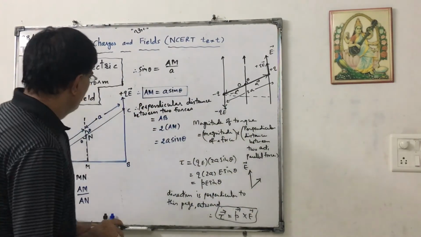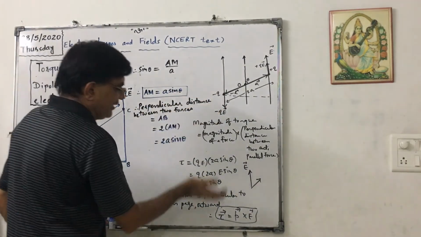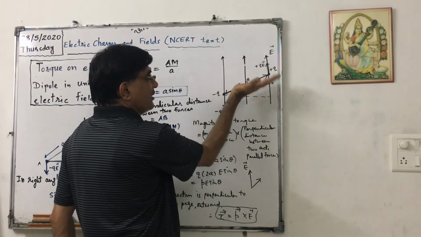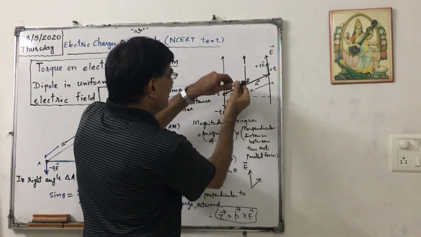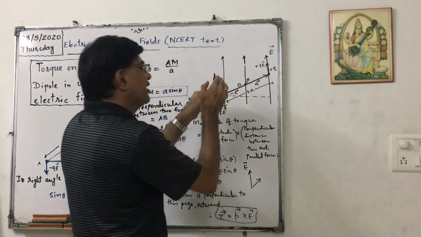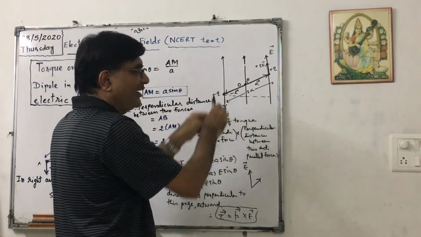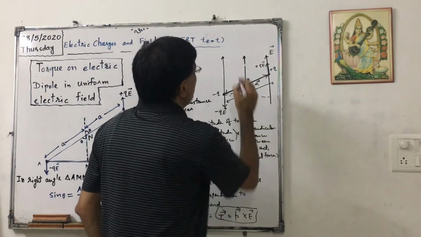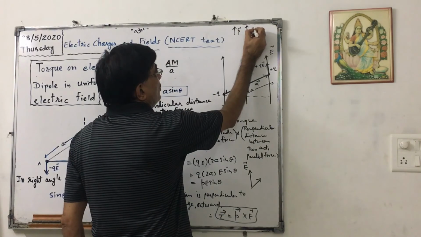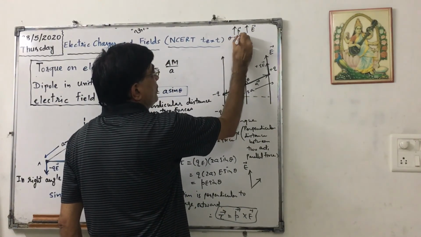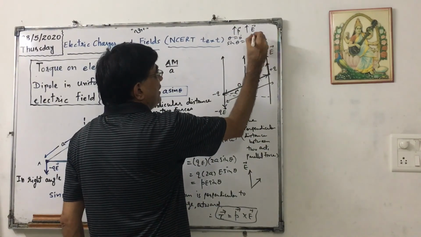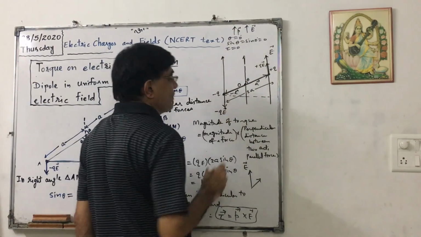Now due to this torque, this torque will try to make this dipole parallel to the electric field. When it becomes parallel to the electric field, the torque will become zero, because at that time P and E will both be parallel, and theta will be 0. So sin theta equals to sin 0 equals to 0. In that case, torque will be equal to 0.